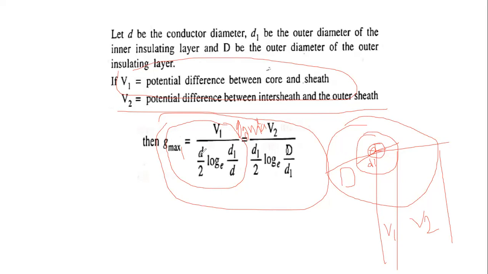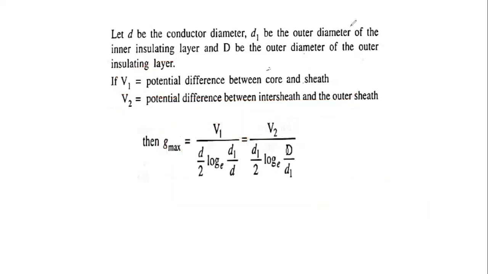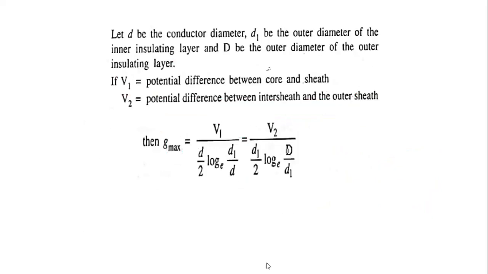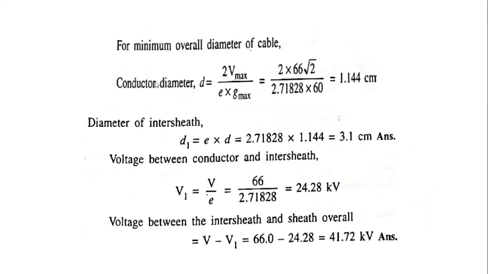V1 by d times 2 log e d1 by d, and V2 by d1 times 2 log e D by d1. For the minimum overall diameter of the cable, by using this equation we write down the minimum overall diameter D. Therefore D is equal to 2 V max by e G max, where log e is equal to e.